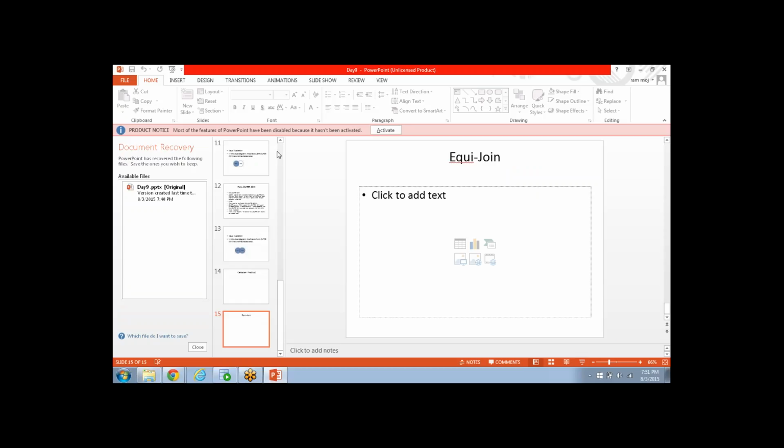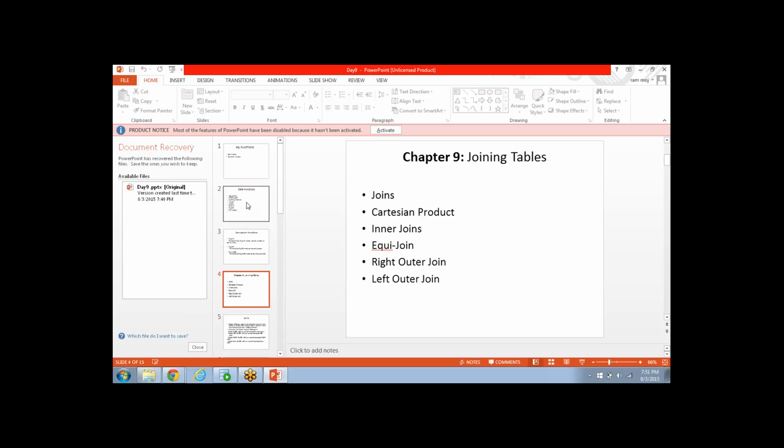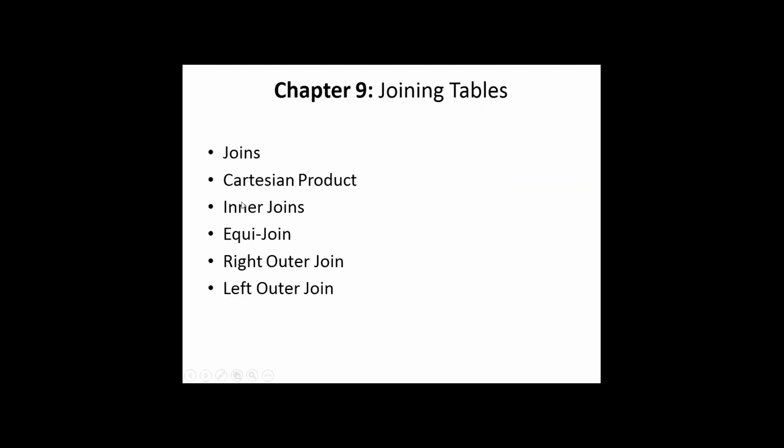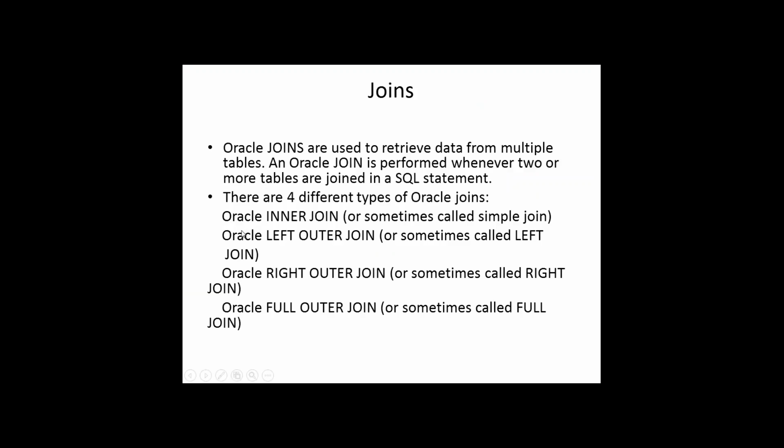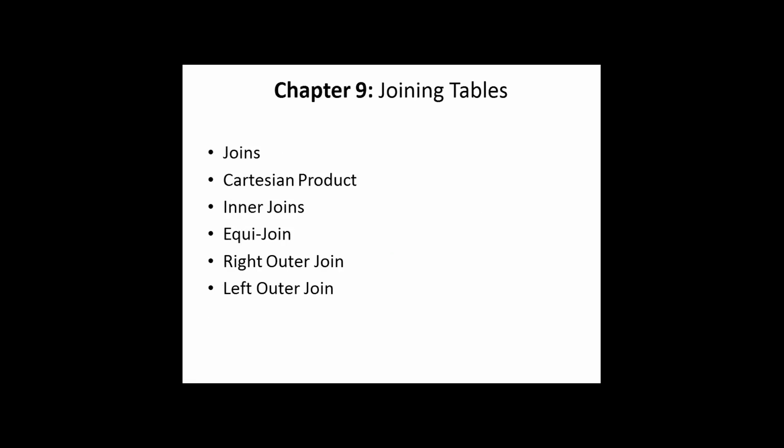So we have 4 joins. Again, we will recap the session before going to the practice session. We have 4 joins: inner join, equi-join, right outer join, and left outer join. Inner join and equi-join are the same. The second is the right outer join, the third is the left outer join, and we have the Cartesian product, which is like no join as well.